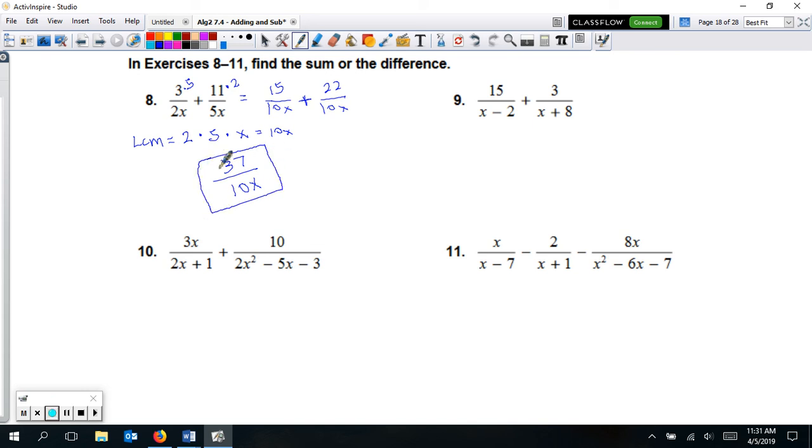We don't need to say anything about excluded values. The only excluded value in here would be that x can't be 0, and it is already still in our answer here. X can't be 0 even in our answer.